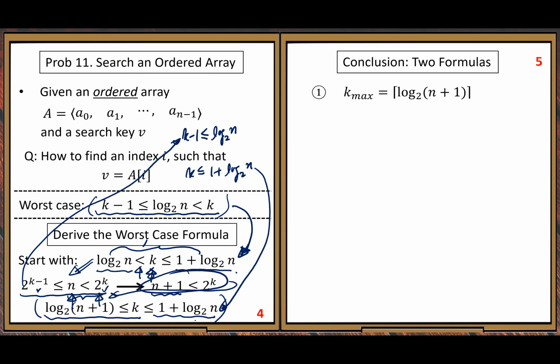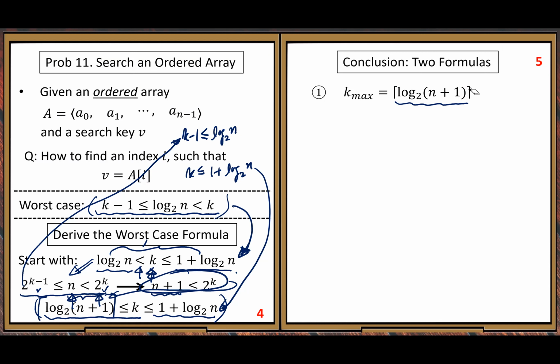The first one, K max, the maximum number of comparisons we need for binary search. K max is the ceiling function of the lower bound. This is the lower bound. But we know K is greater or equal to log base 2 of n plus 1, so we should take the ceiling function. That is the first formula.